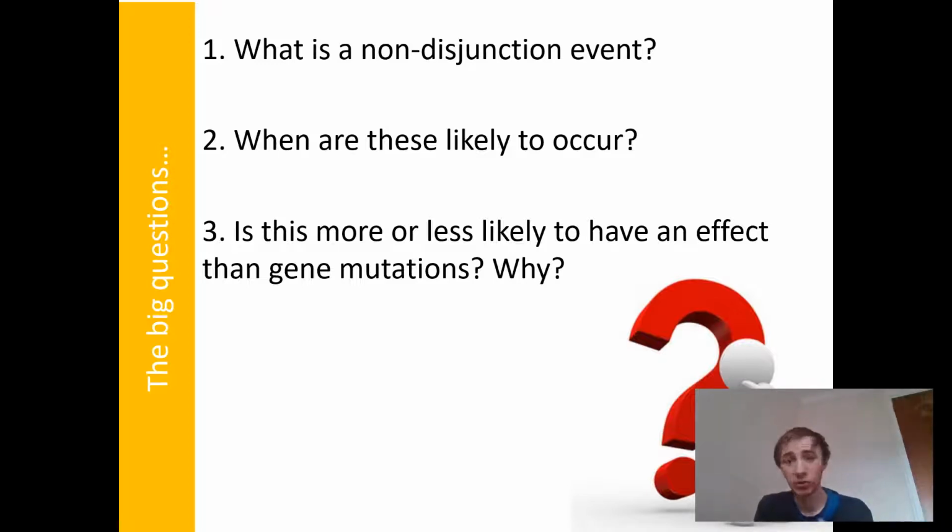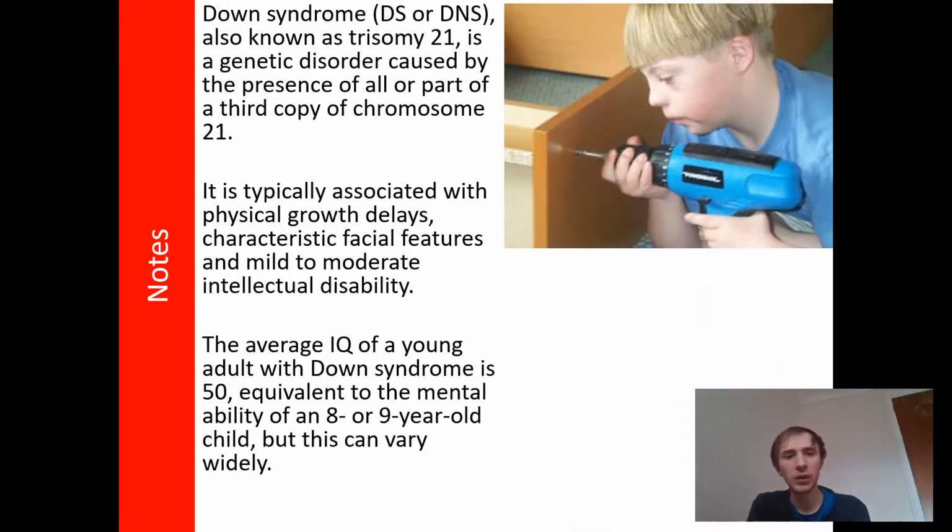Now, most of the time non-disjunction events in meiosis lead to a failure of the embryo to develop. But there are a few different conditions that occur when this happens and the embryo does develop successfully. I'm going to look at a couple of these. I want to make it clear you don't need to know the details of these at all. So let's look at 1 or 2.